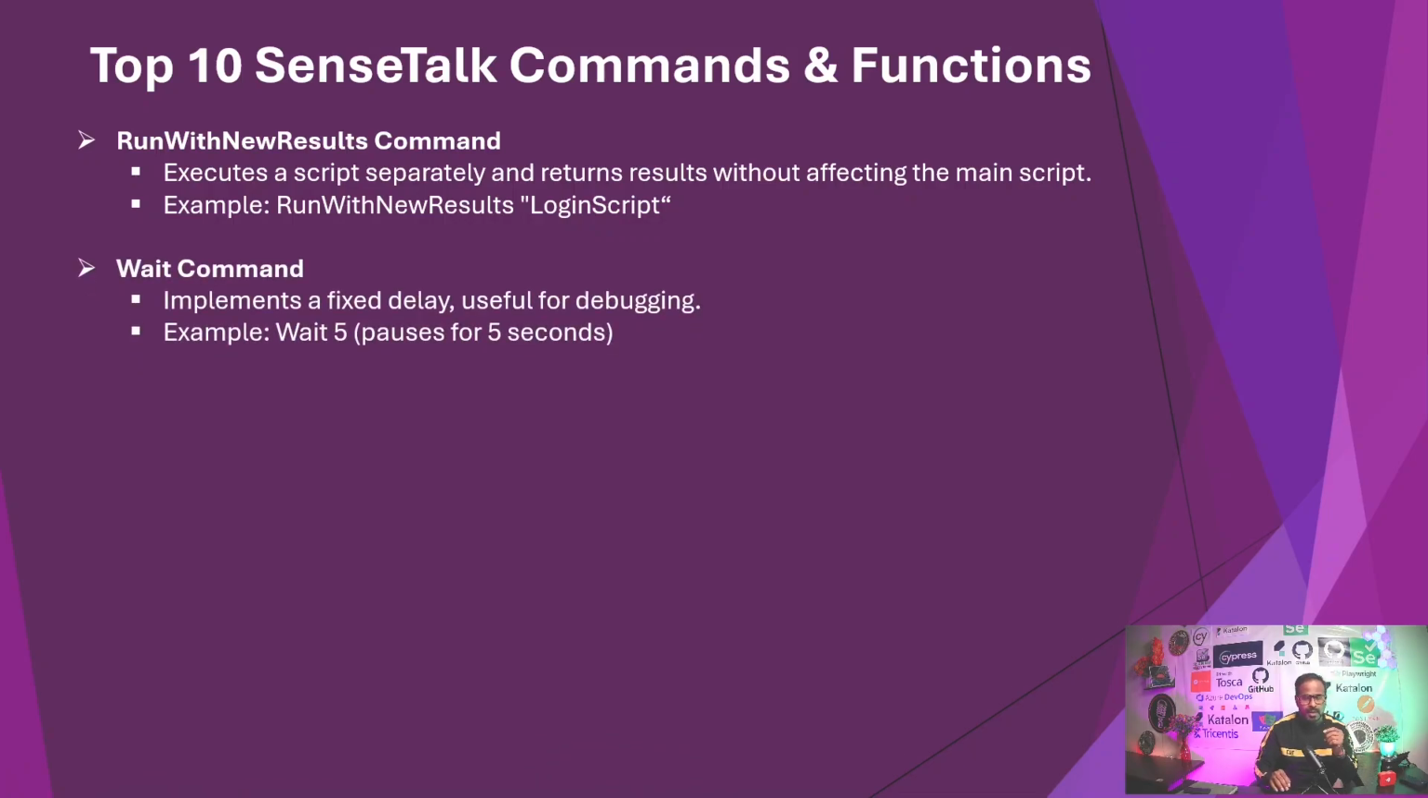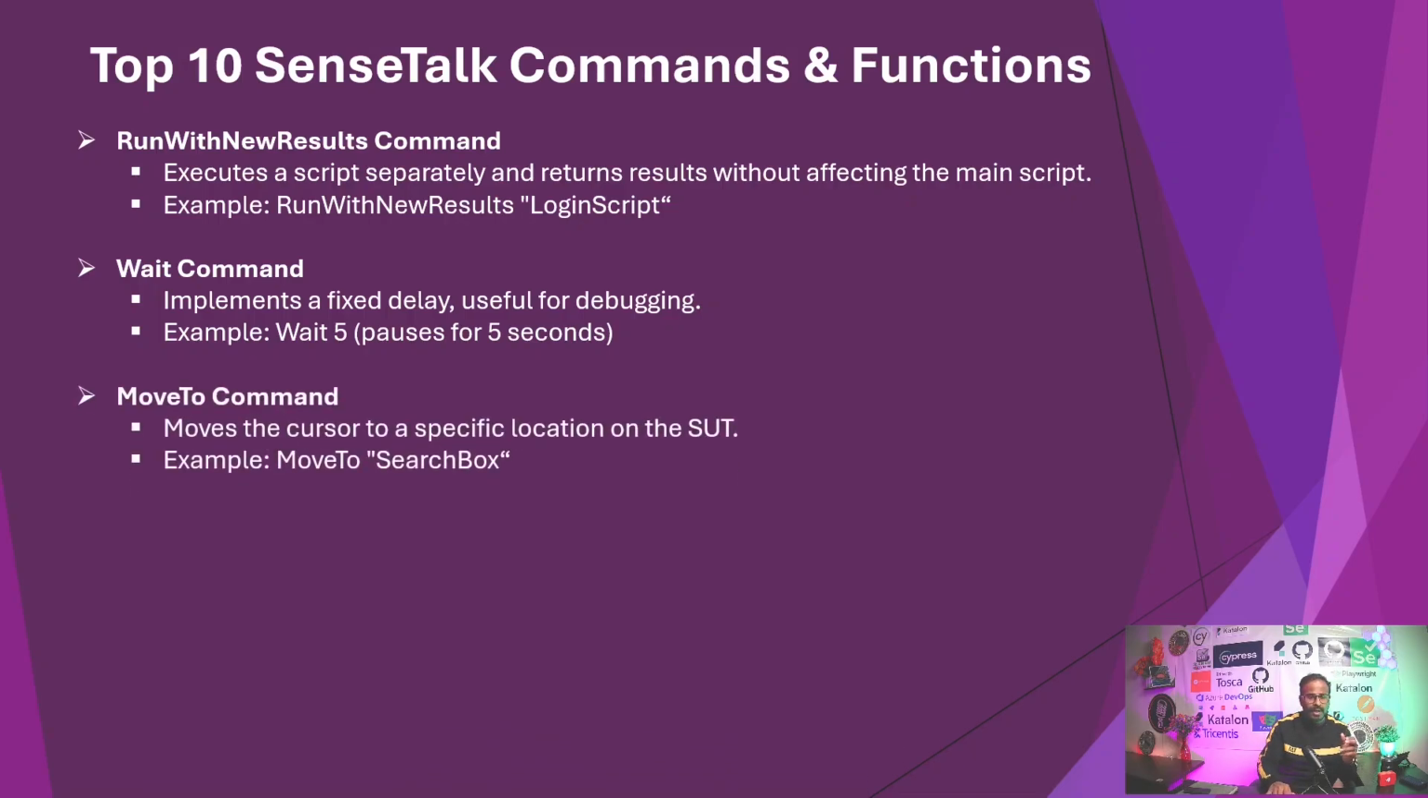And then the wait command. As I told you earlier, wait for is a smart wait, but the wait command is a hard-coded wait. This wait command implements a fixed delay, useful for debugging. Example, if I mention wait 5, then it's going to pause for 5 seconds no matter whether the element appears or not. And then the move to command. This command moves the cursor to a specific location on your system under test or on your application. Example, move to search box. That means your mouse cursor is going to move to this particular image.